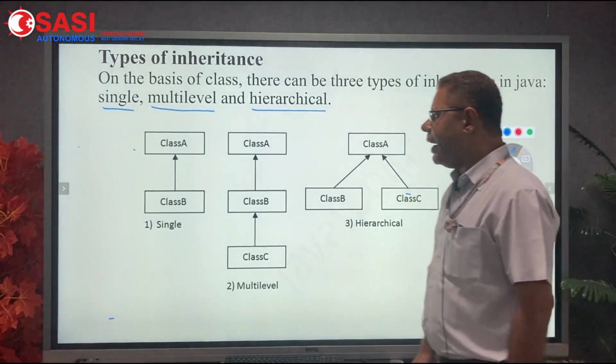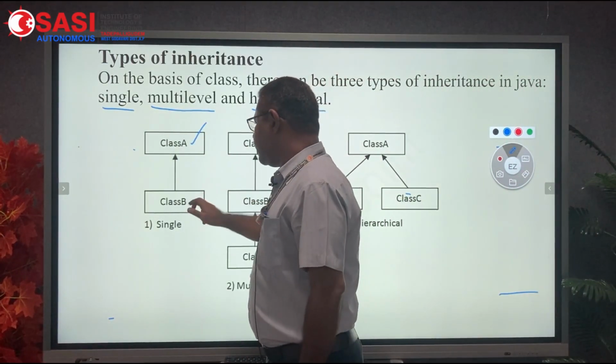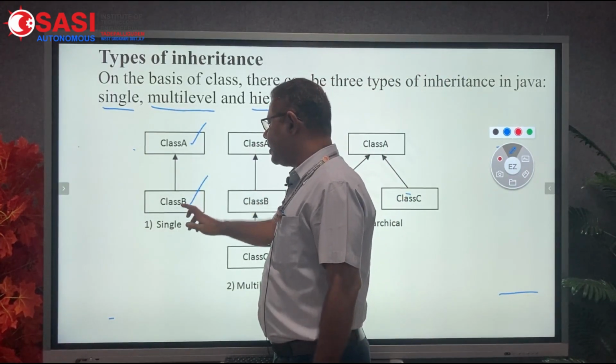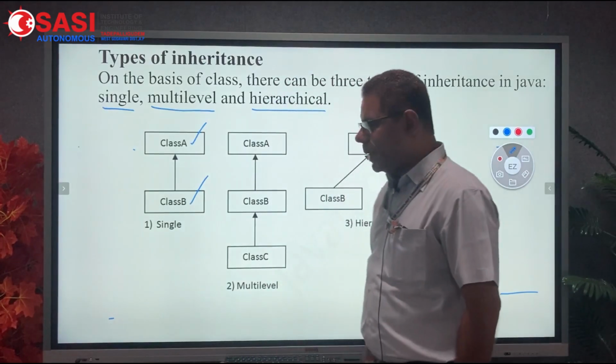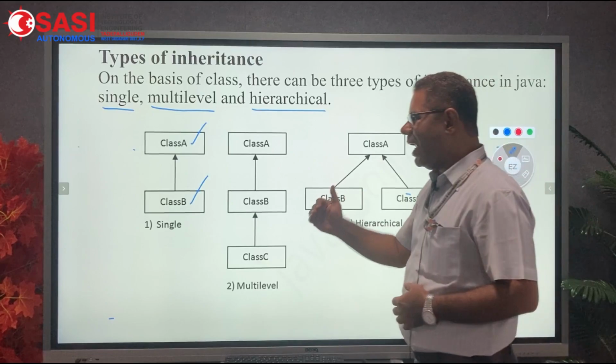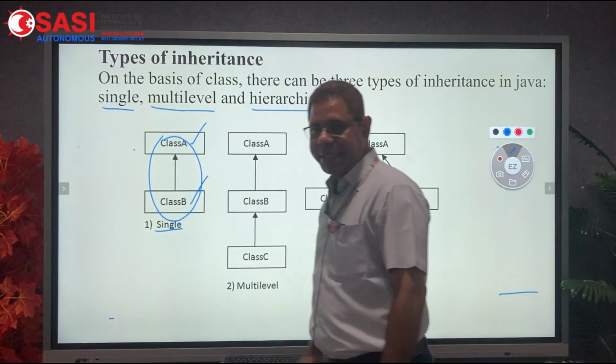In single inheritance, we have one existing class and one subclass. So the class A properties can be used in class B. That means we have only one level, so this type of inheritance is called single level inheritance.